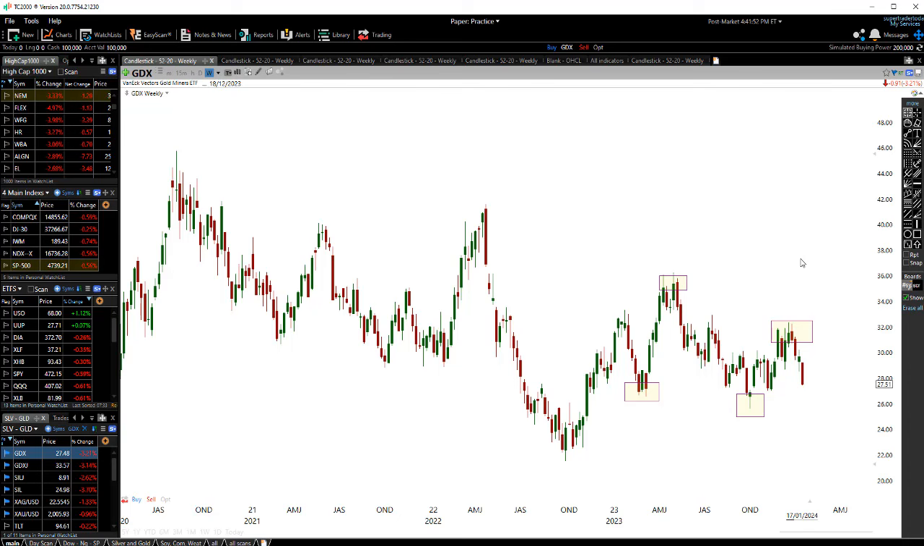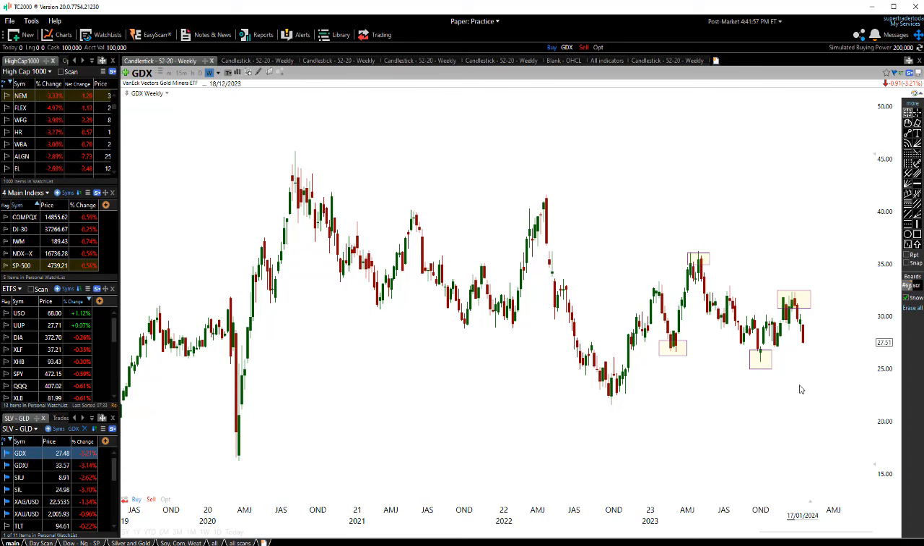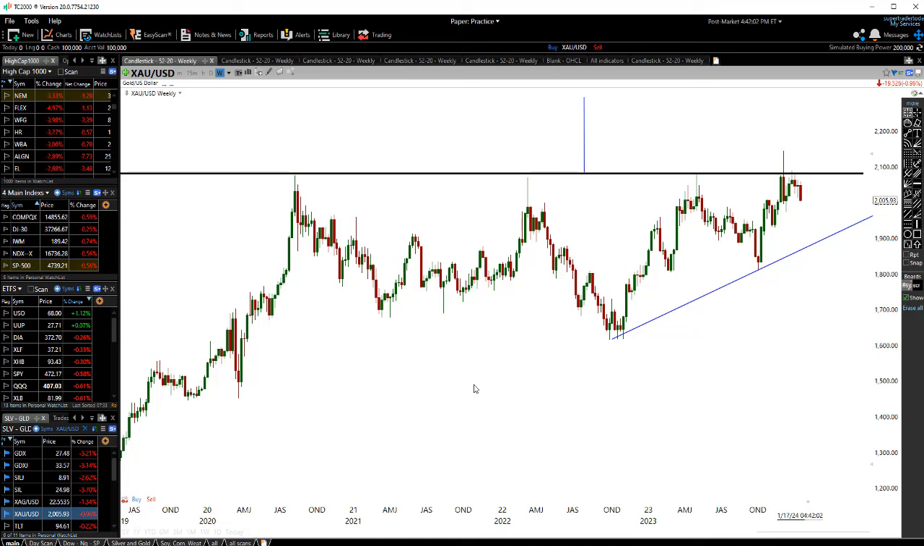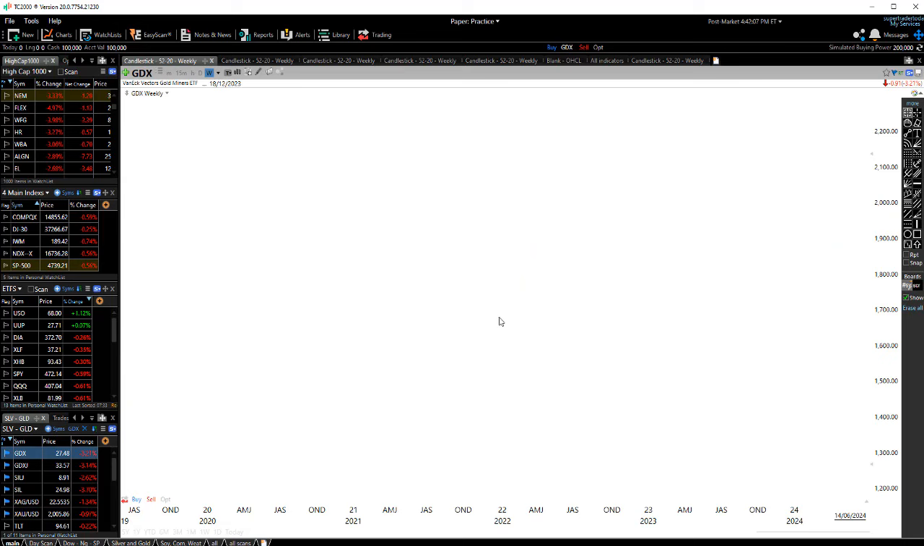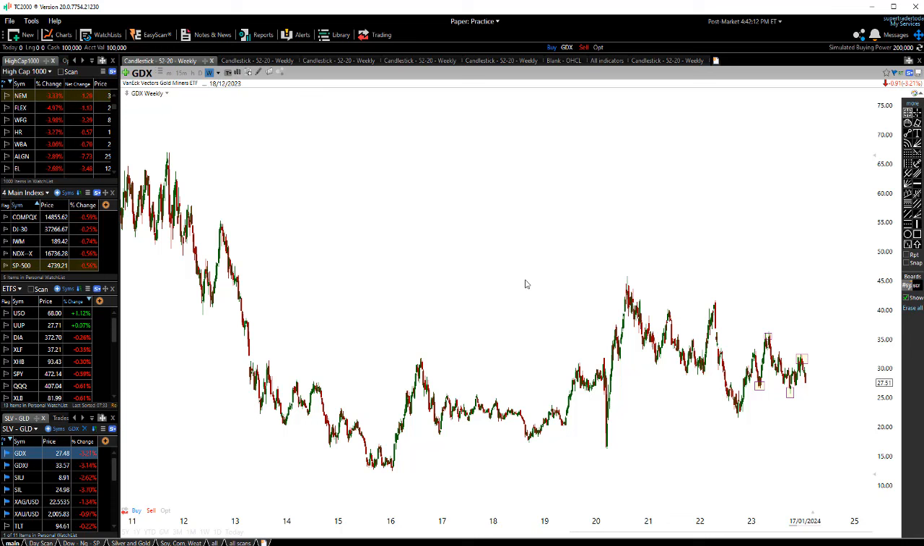This here is the gold mining sector since 2020. This here is the gold market since 2020. Gold is almost at all-time new highs. The mining sector is pretty much at its all-time new lows. You see what I'm saying there, guys?